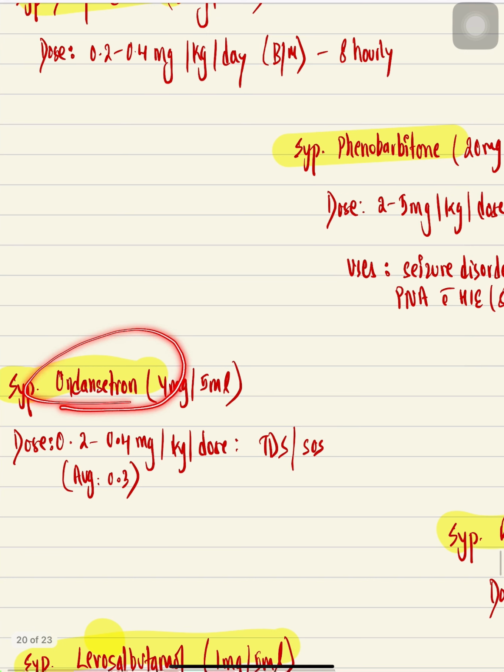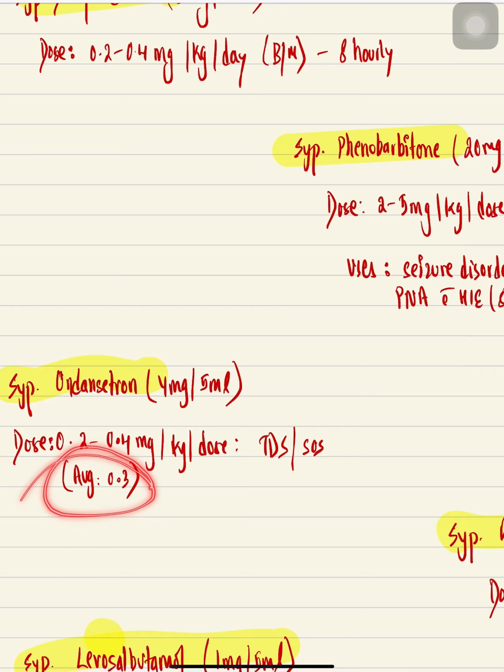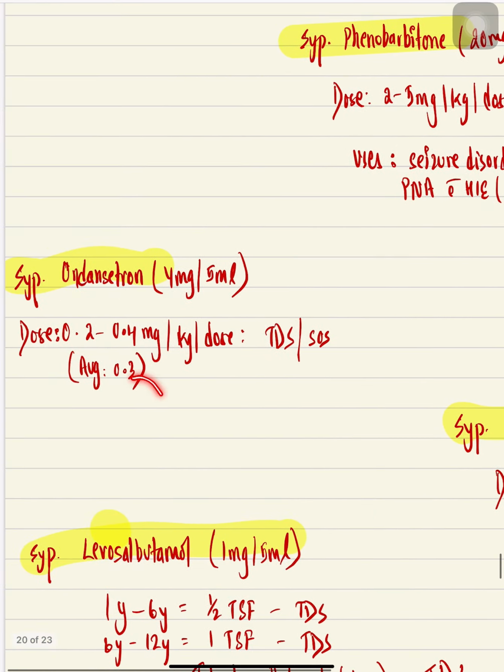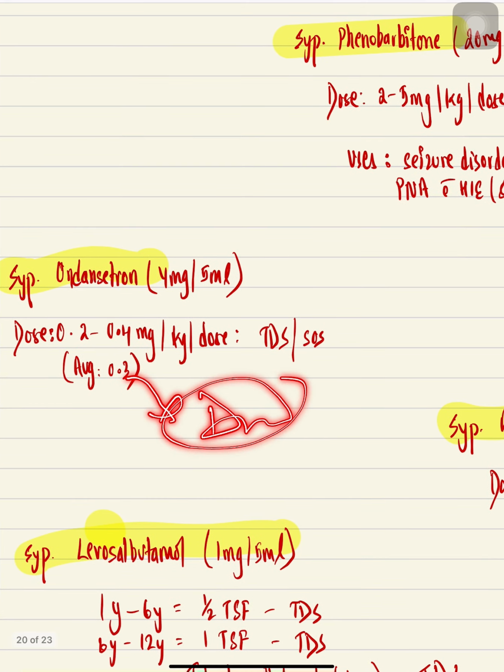Syrup ondansetron 4 mg over 5 ml. Dose is 0.2 to 0.4. We can use an average of 0.3 mg per kg per dose, TDS or SOS. There might be the side effect of diarrhea, so be aware of diarrhea.